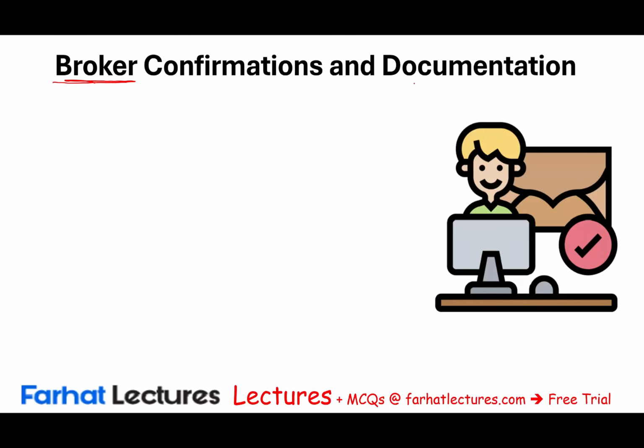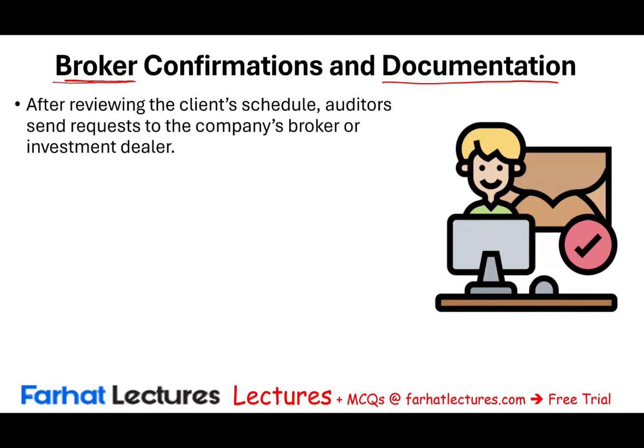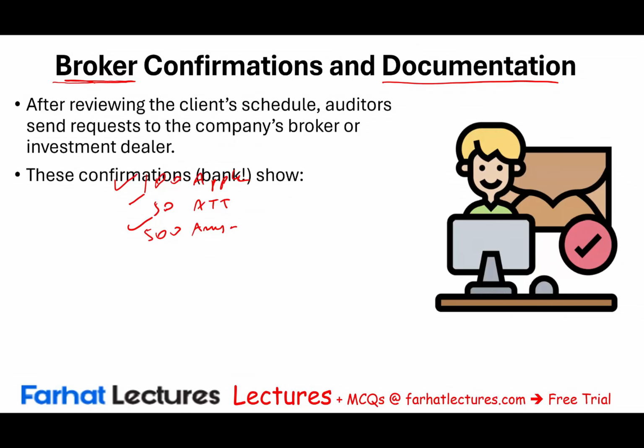And this is part of the documentation process. So after reviewing the schedule, great. They say we have 100 shares of Apple, 50 shares of AT&T, 500 shares of Amazon. That's what they gave us in the schedule. Now we contact the broker dealer, the investment company that holds those stocks, and ask them to tell us if they indeed have those shares. That's what the confirmation would look like, basically like a bank confirmation where you are confirming the bank balances.